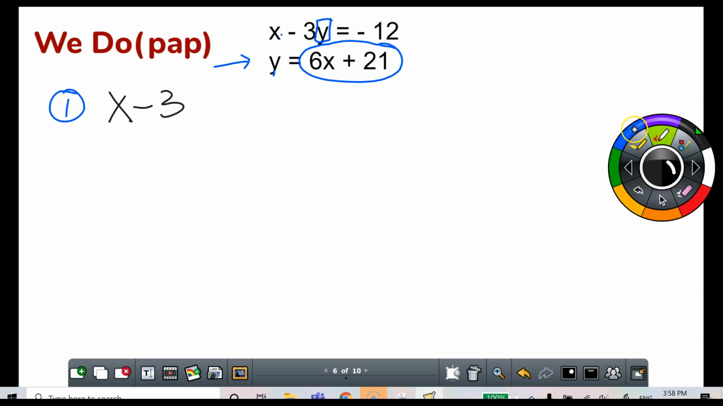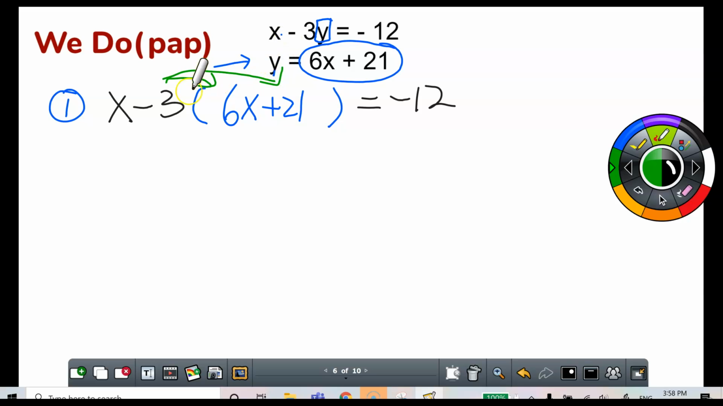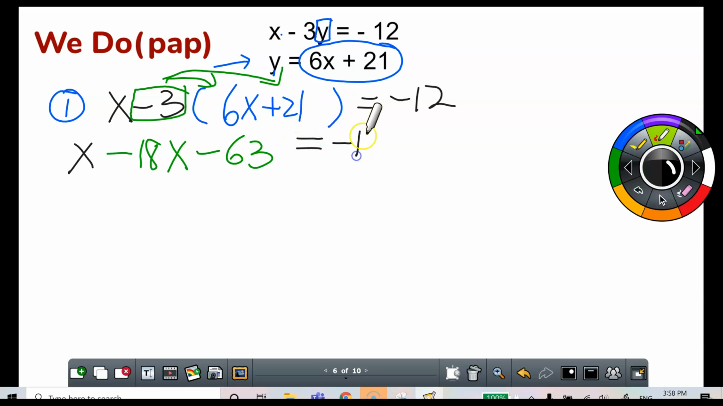When you see y, plug in is substitution. And copy the rest. And get rid of the parentheses by multiplying negative 3. Don't forget the sign. Okay? So I have x, negative 3 times 6 is negative 18. X, negative 3 times 21 is negative 63. Copy the other side. And combine like terms.